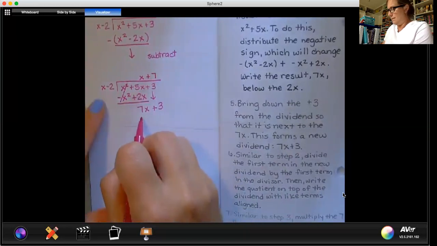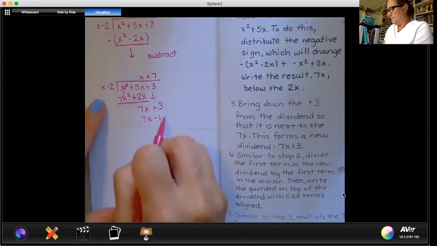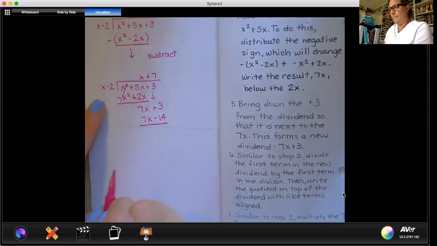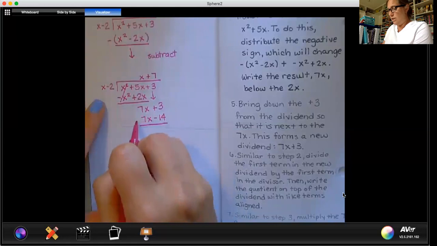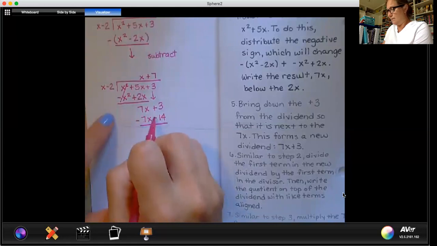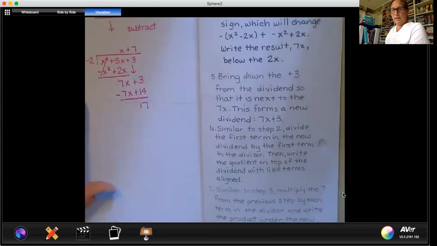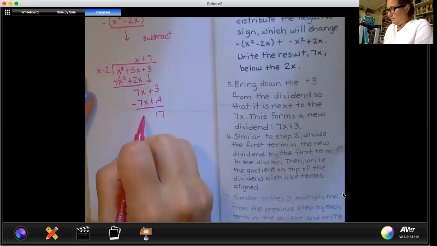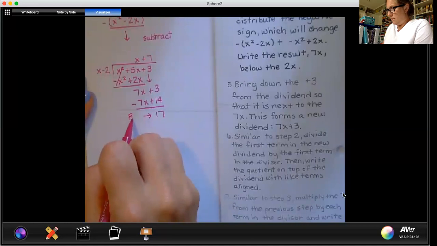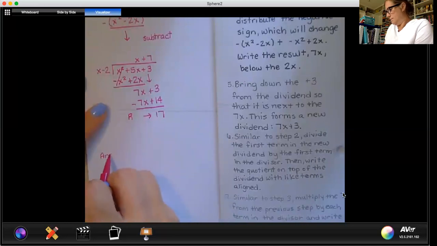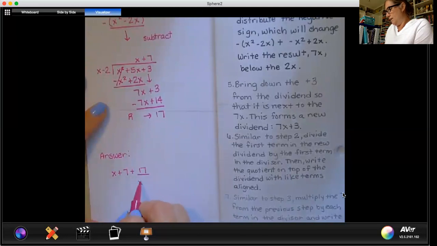Distribute, and you get 7x minus 14. You're going to subtract and change the signs. So subtract, result is 17. This is your remainder. So your answer is x plus 7 plus 17 over x minus 2.